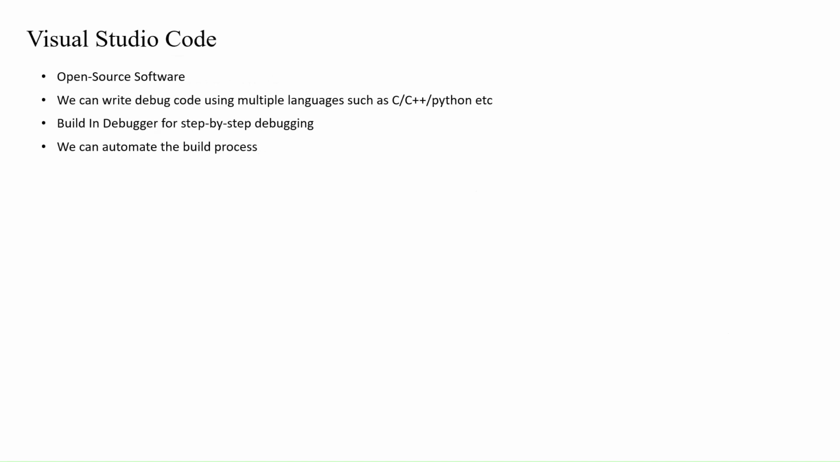To start with VS Code, it is open source software. We can write and debug code using multiple languages: C, C++, C#, Python, Java. You have a built-in debugger, and you can do step-by-step debugging. We can automate the whole build process. So these are the advantages of VS Code.